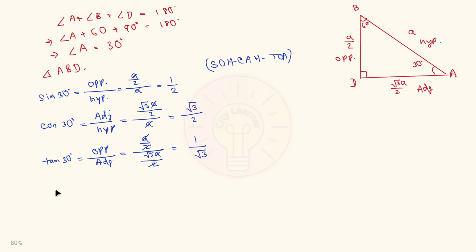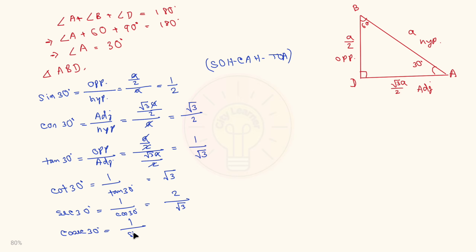So cot 30 degree is the reciprocal of tan 30, that is root 3. Sec 30 degree is the reciprocal of cos 30 degree, that is 2 by root 3. And cosec 30 degree is equal to the reciprocal of sine 30 degree, that is 2. So from this triangle we have found the trigonometric functions for 30 degree.